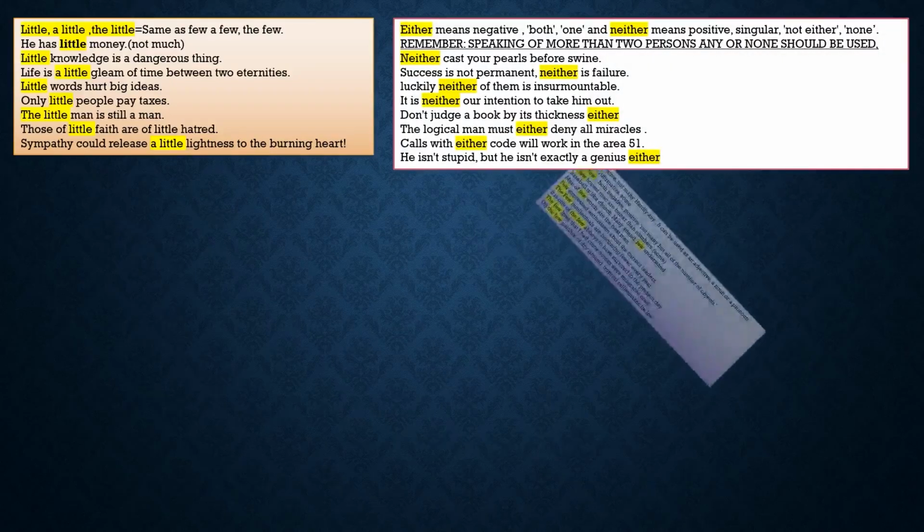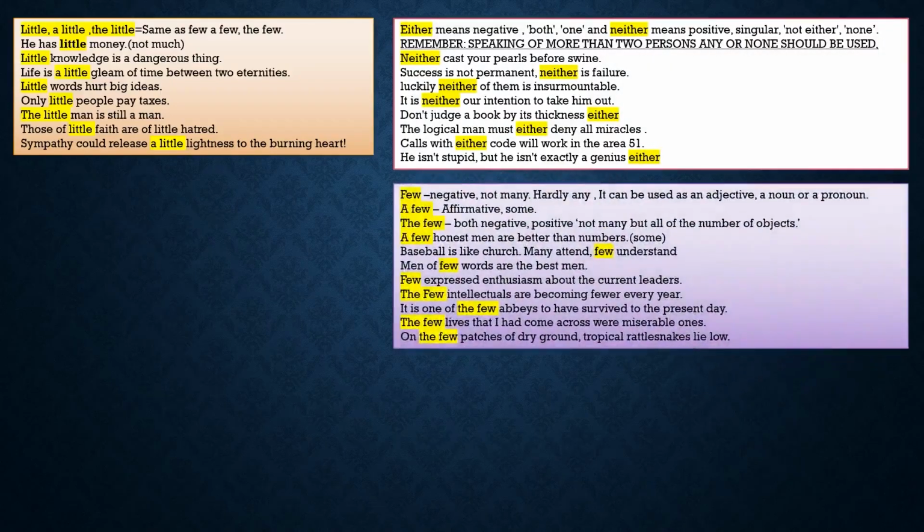Few, used as negative, means not many, hardly any. It can be used as an adjective, a noun, or a pronoun. A few is used in the case of an affirmative or positive sentence construction.